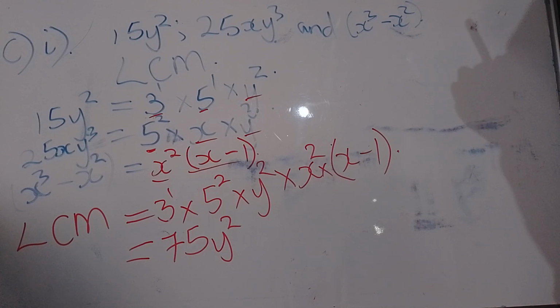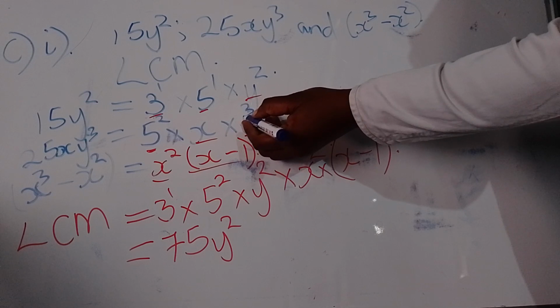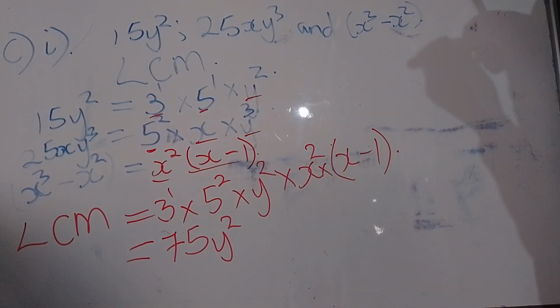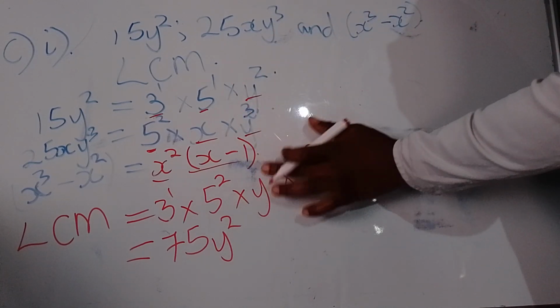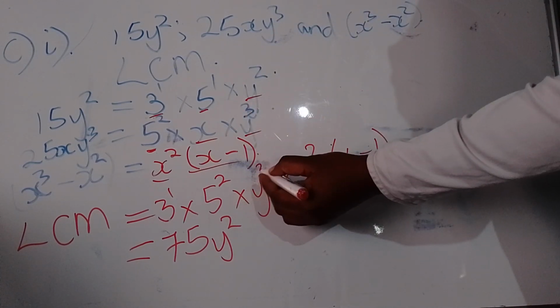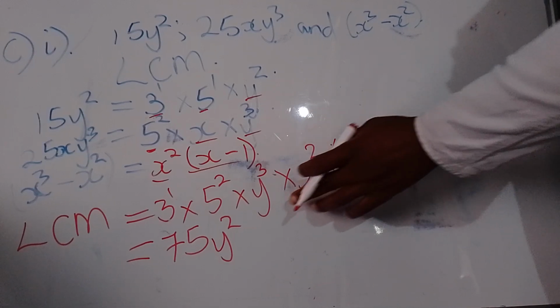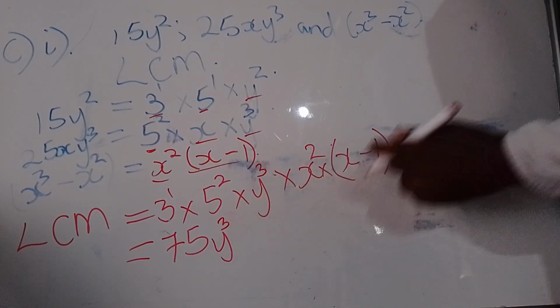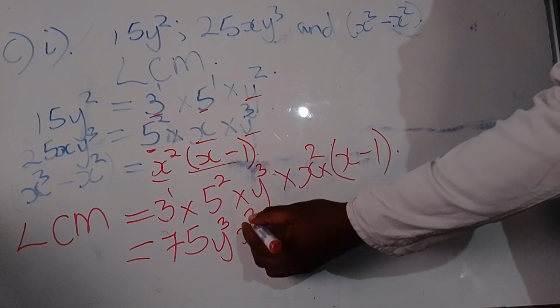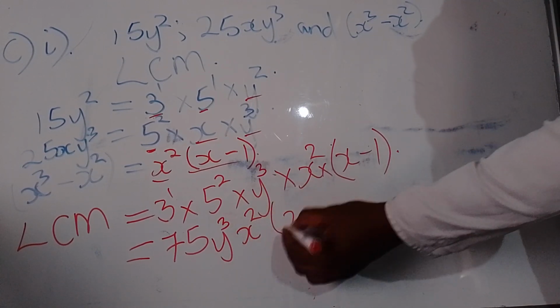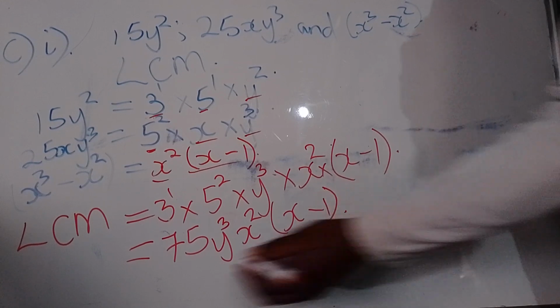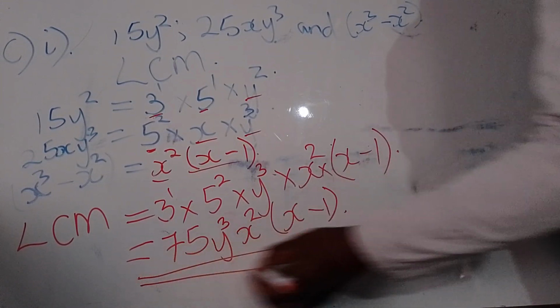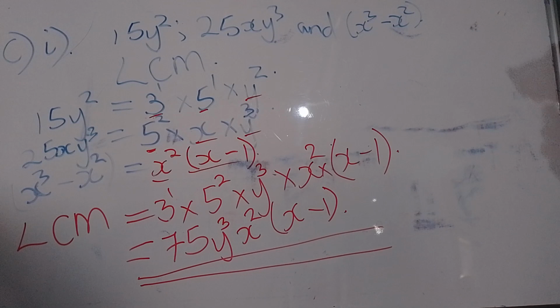Sorry, this is y cubed. So we have y cubed there. That's the highest power, y cubed. So this is y cubed, x squared times x minus 1. That's our lowest common multiple.